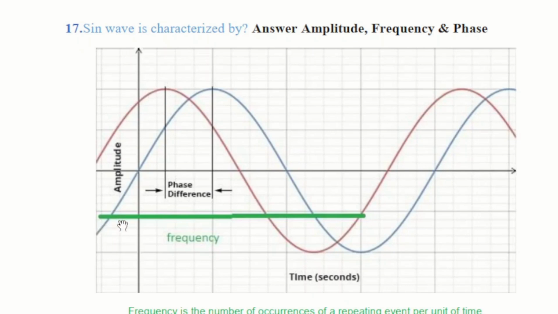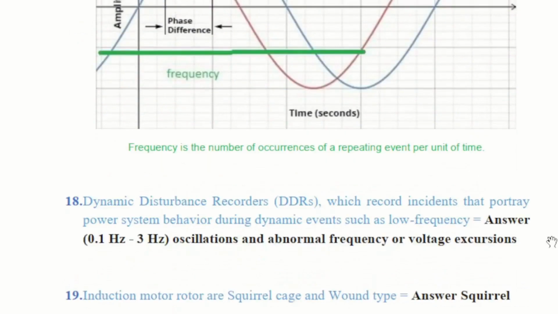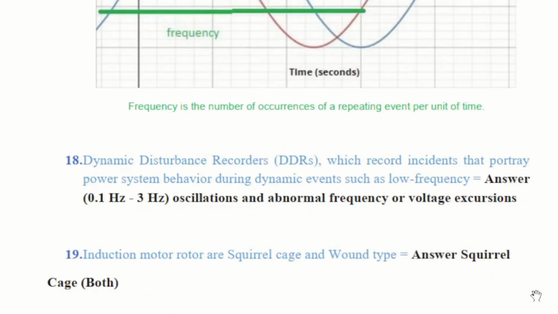Number 2 is frequency, and frequency is the complete cycle according to time. Frequency is the number of occurrences of a repeating event per unit time. Then here comes the phase difference, and according to that, phase is also a parameter to recognize or represent a sine wave. Question number 18 is dynamic disturbance recorders, DDRs, which record incidents that portray power system behavior during dynamic events such as low frequency.